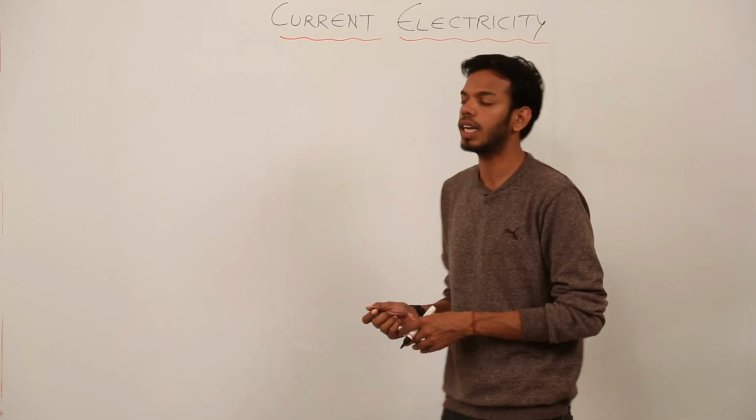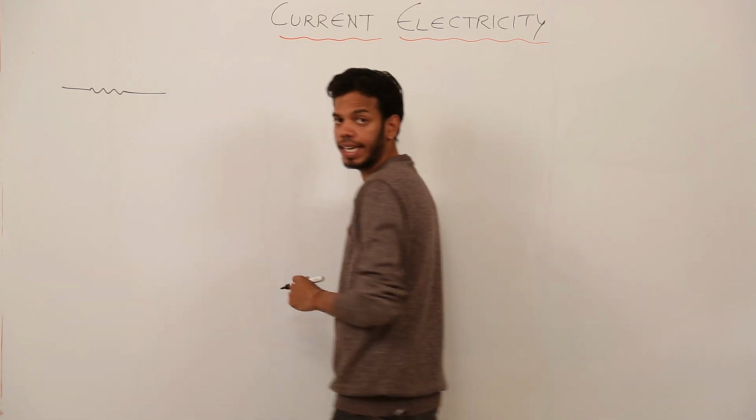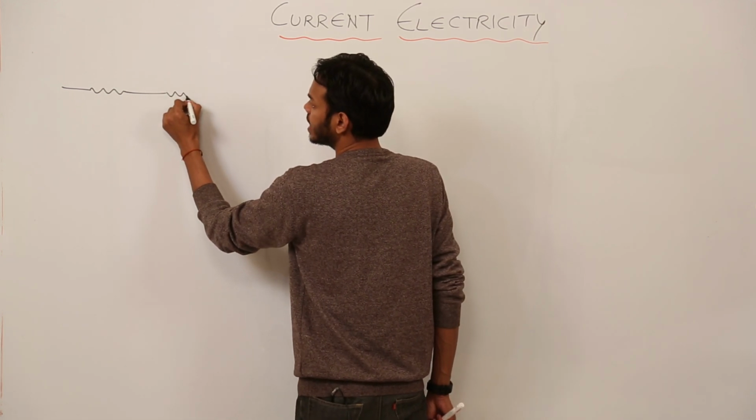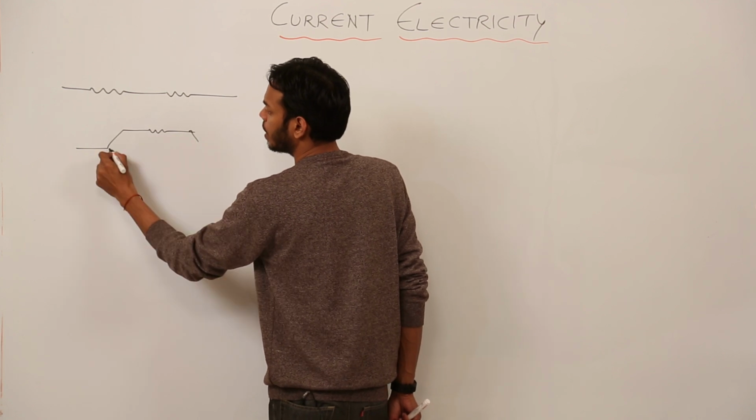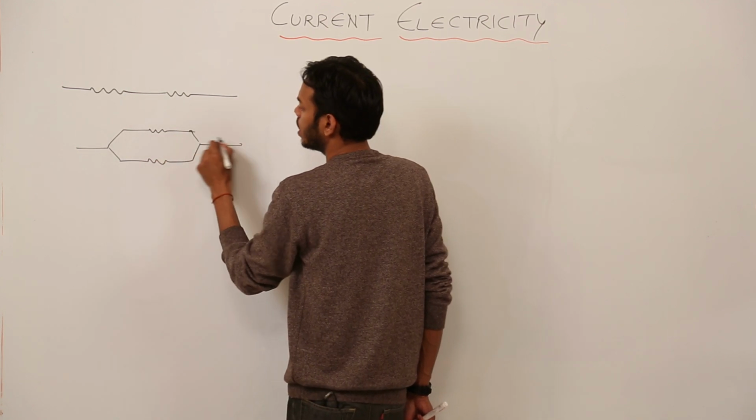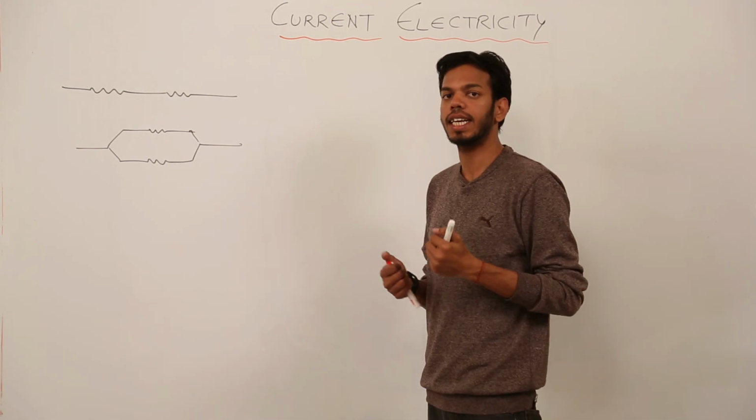Hello guys, in last class we did the series and parallel combinations of resistors, right? So if this is the series combination of resistors, this was the parallel combination of resistors, right? So moving on to the next topic, how cells are connected in series and parallel.